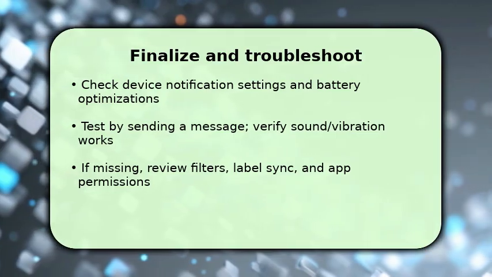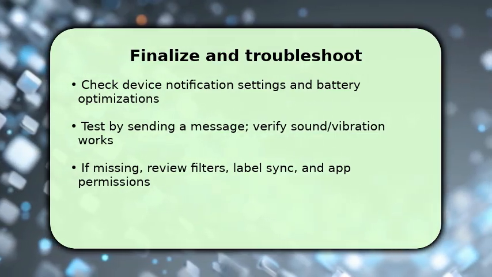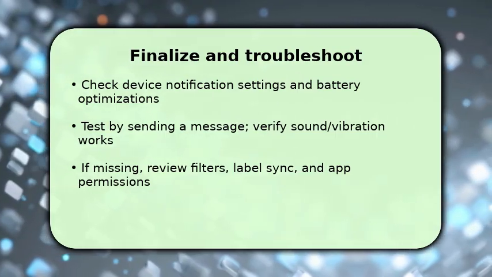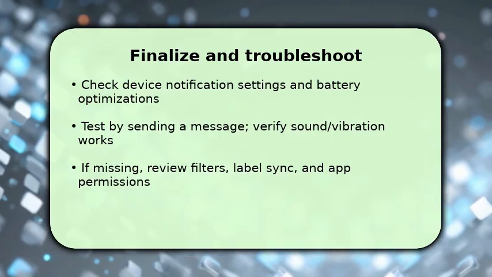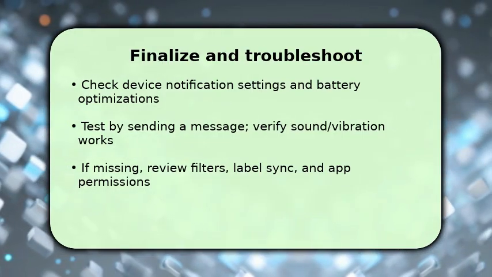Adjust volume and notification tone if needed. If you don't receive alerts, make sure filters aren't archiving messages, labels are set to show in a map if applicable, and the app has permission to run in background. That single troubleshooting step usually resolves missed notifications.